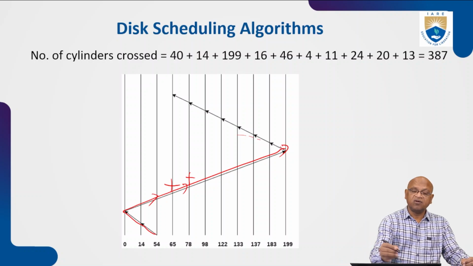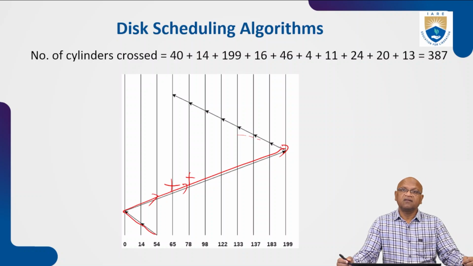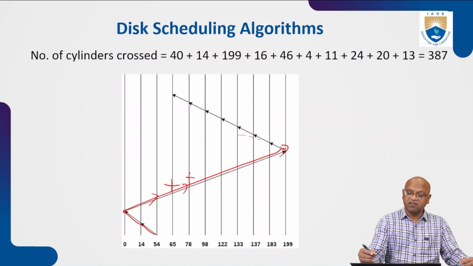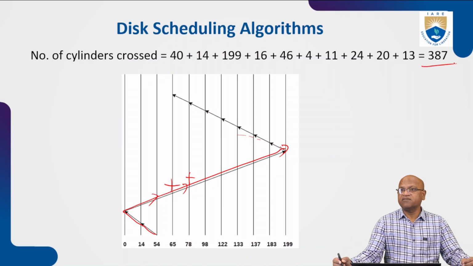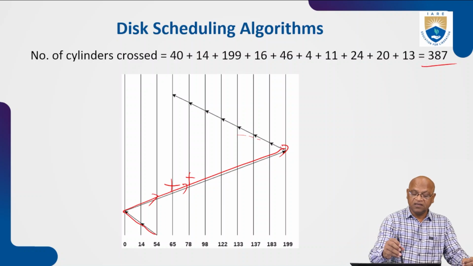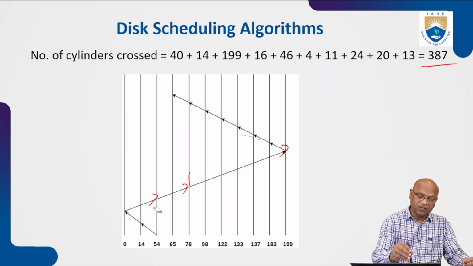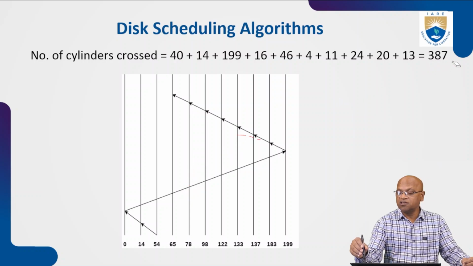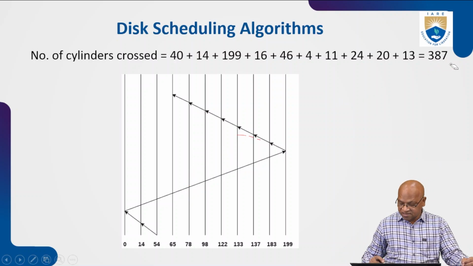So now you know how to calculate this. This is the difference from starting to reaching one. If you add all these things, you will get 387 cylinders. This is the only difference between SCAN and C-SCAN. You don't find serving in the reverse direction. It jumps to the end, and from the end it starts serving.